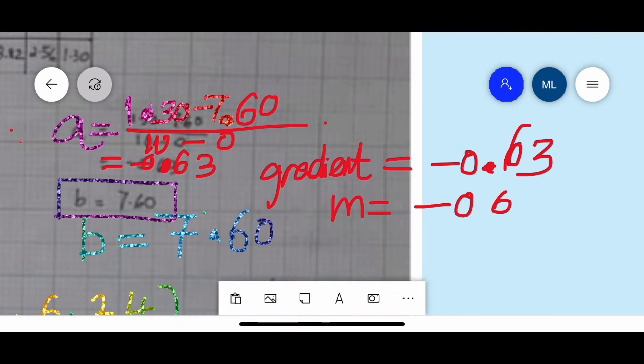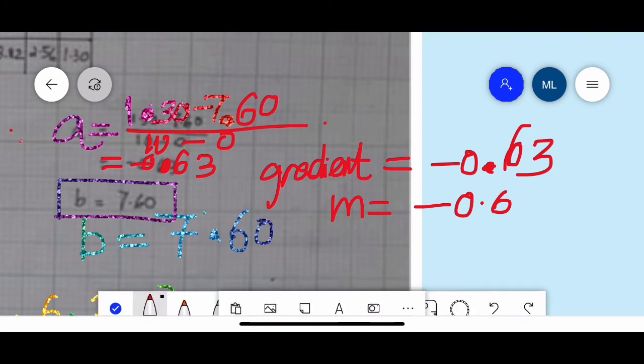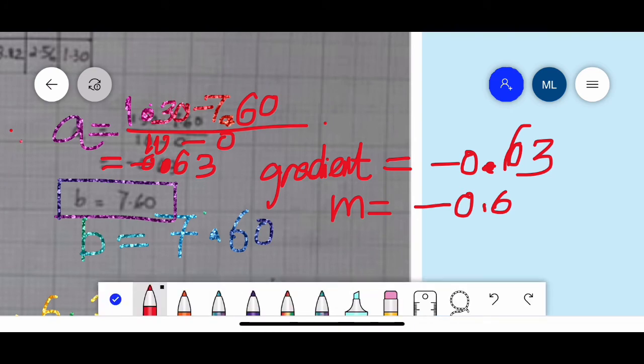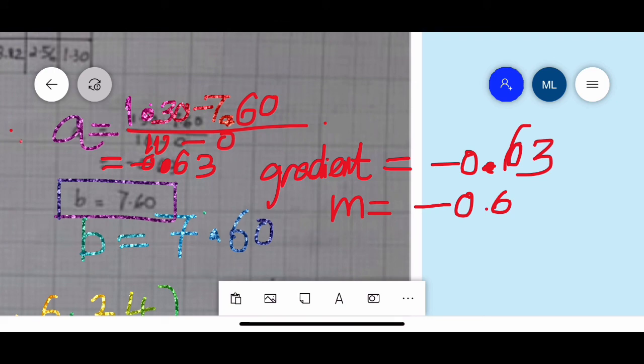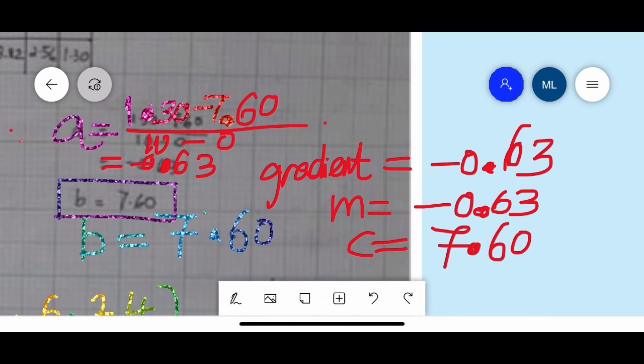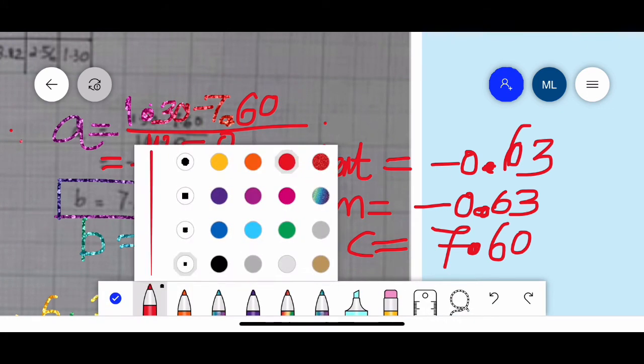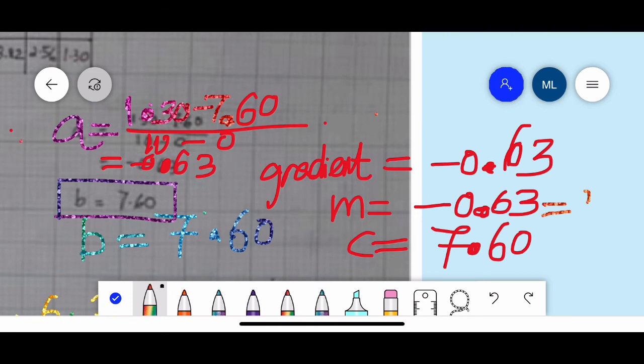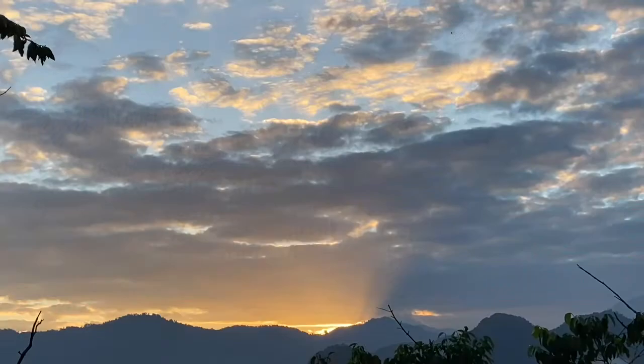And the gradient you can actually write in 4 significant figures, but here we have 2 decimal places, so we will find the gradient and the y-intercept first, alright, before we equate to the constants. Okay, we equate them, so hence the a is negative 0.63 and the b is 7.60.